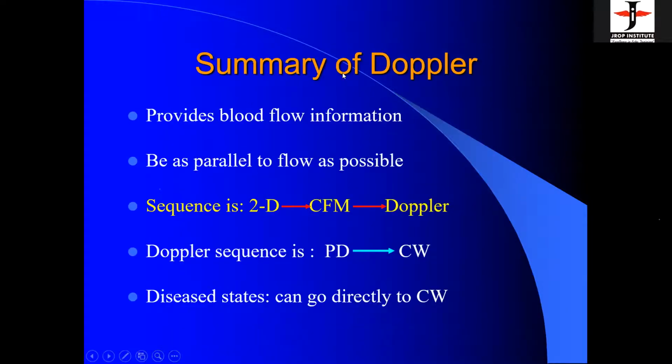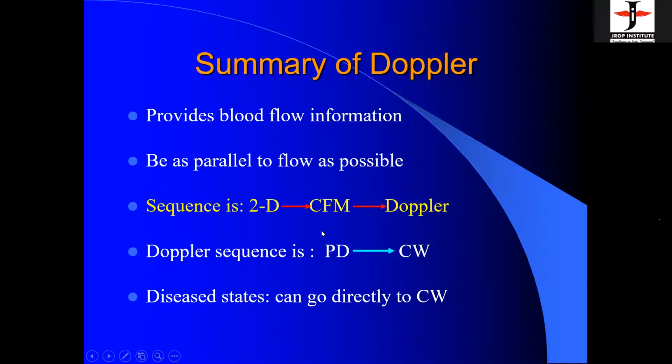So the summary of Doppler is that it provides blood flow information, so keep the beam parallel as well as possible. What I showed you in the first slide is the sequence, always. You take a good 2D echo and then you take a color flow mapping, because this helps you see whether you are dealing with a turbulent flow or a non-turbulent flow. And then you put your Doppler beam parallel to the flow and you get a good Doppler.